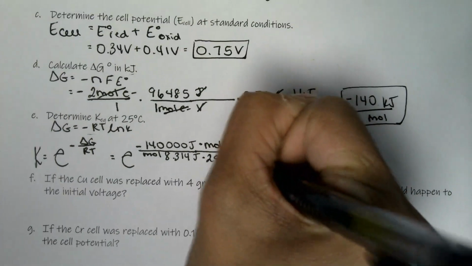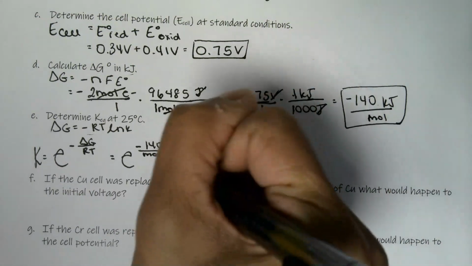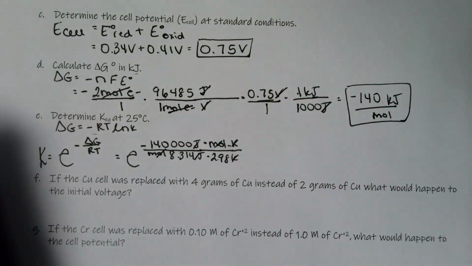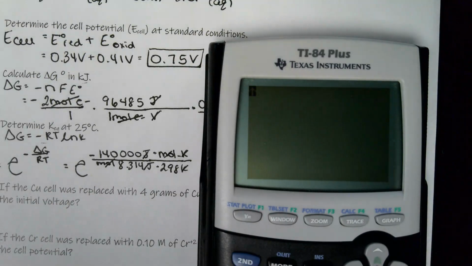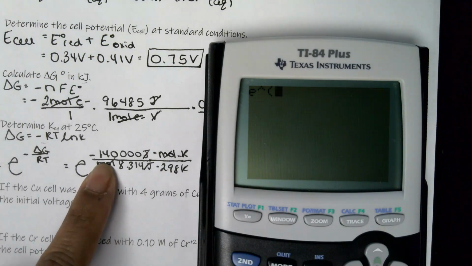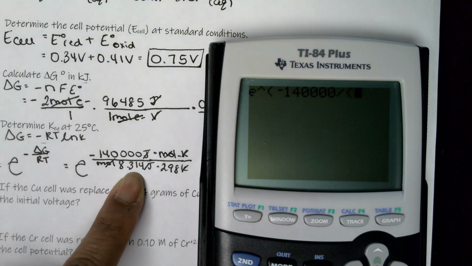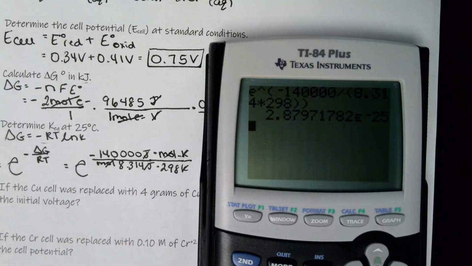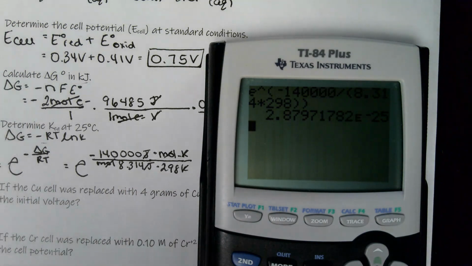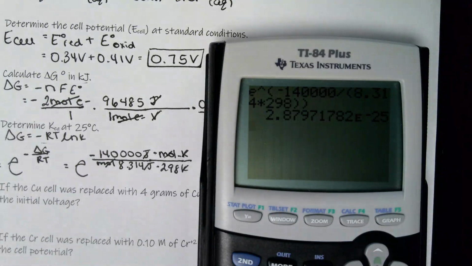Check units, I'm canceling each of those. Perfect, so I want to make sure I have that in there. All right, to put this into our calculator, we've got second E, and then I've got -140, 3 more zeros, divided by, and then in other parentheses, 8.314 times 298. Let's hope this works. Yay. Okay, so I've got 2.8797 times 10 to the -25th.